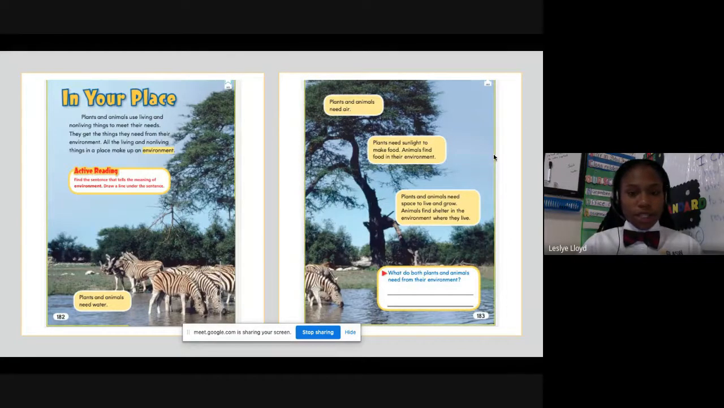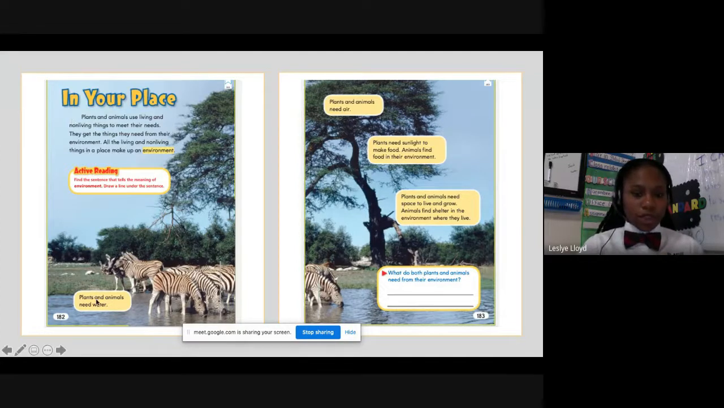These pages are right from our science book. Ms. Lloyd is just reading from over here. Plants and animals use living and non living things to meet their needs. They get the things they need from their environment. All the living and non living things in a place make up an environment. This yellow highlighted word is our first vocabulary word. And the definition is in the sentence that it is a part of. All the living and non living things in a place make up an environment.